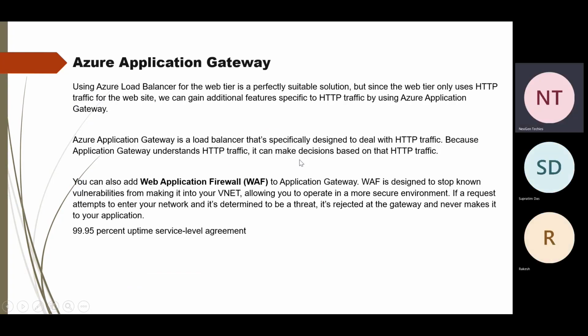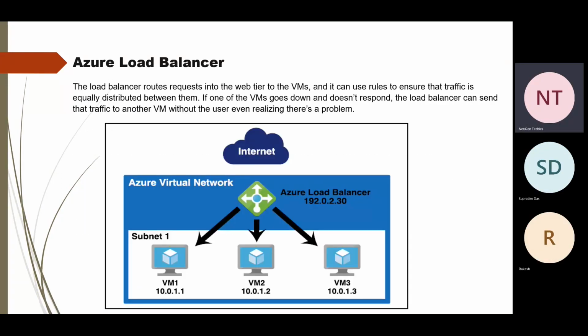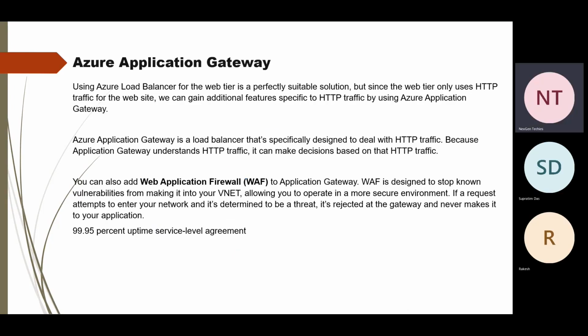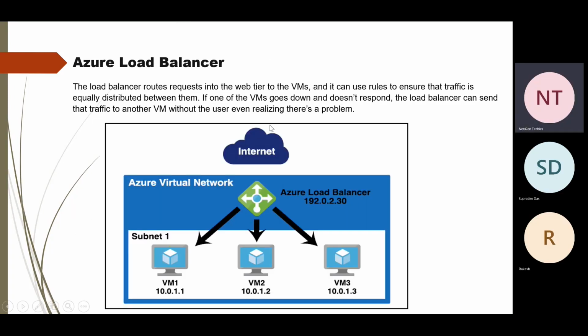So we basically have the internal Azure Load Balancer and then the standard Azure Load Balancers. So in SAP for the HA environment, if you want to use high availability, then we use the Azure standard load balancers. Then Azure Application Gateway. Using the Azure load balancer for the web tier is a perfectly suitable solution. So basically, in other words, there are different types of Azure load balancer.